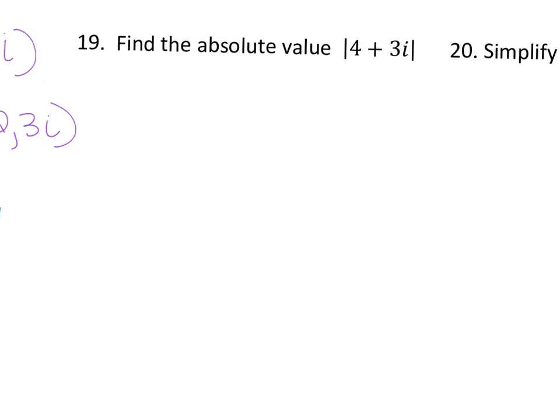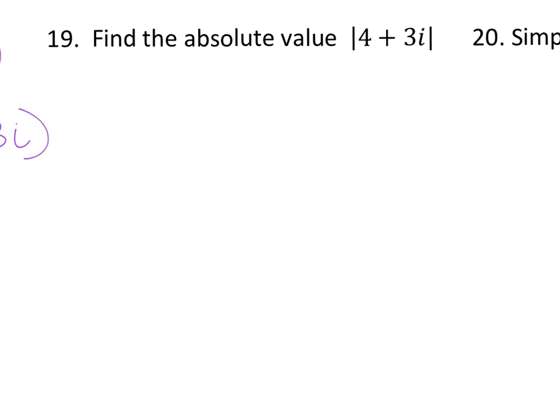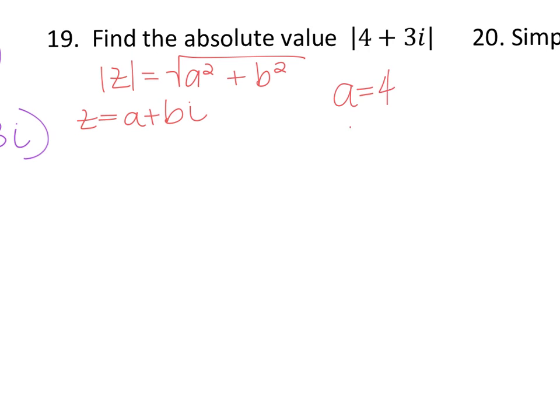Ooh, 19. Find the absolute value of 4 plus 3i. Well, I have a great formula for this. When I have the absolute value of z, where z equals a plus bi, it's going to be the square root of a squared plus b squared. I can identify that: a is going to equal 4 and b is going to equal 3. Now I'm just plugging that in.